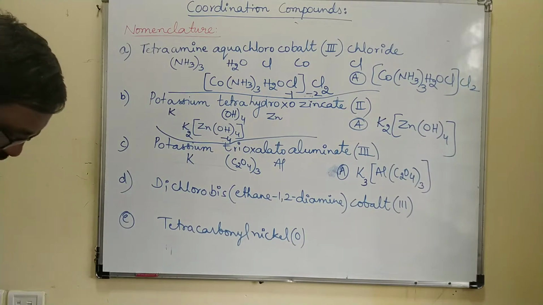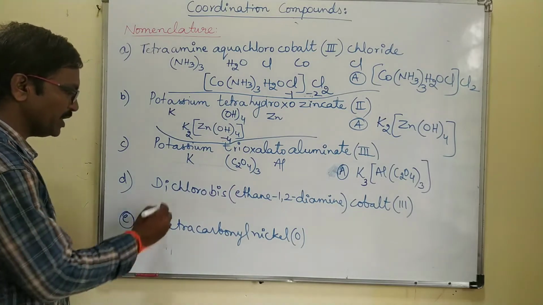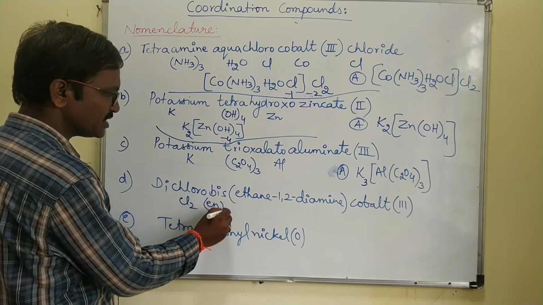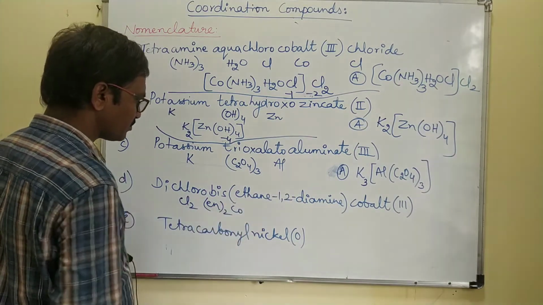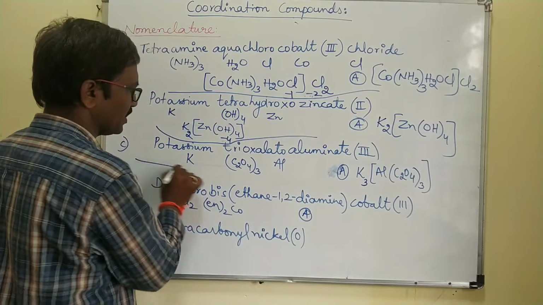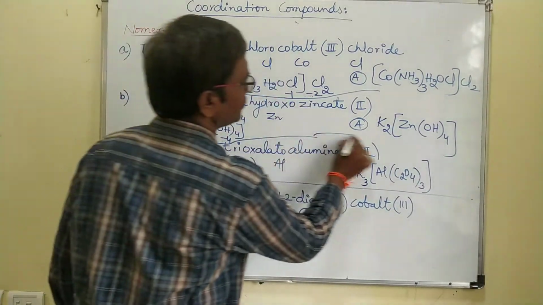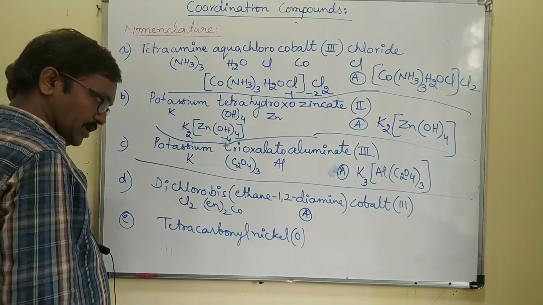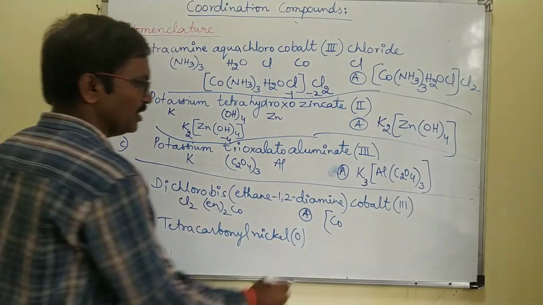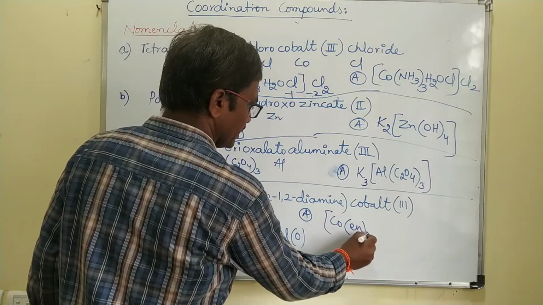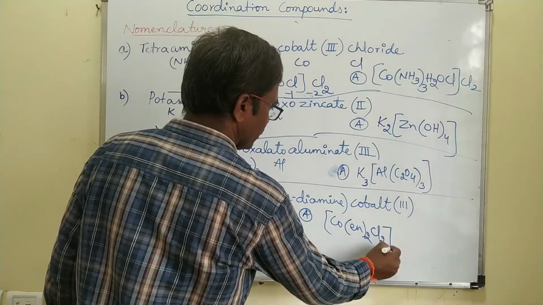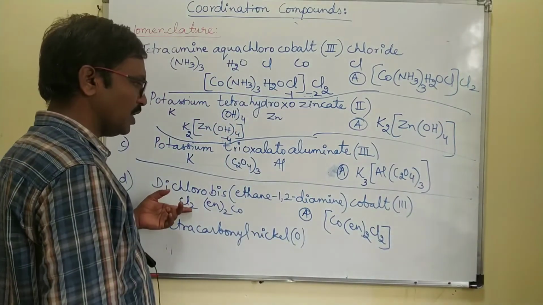Right. So dichloro bis-ethylene diamine. Dichloro Cl2, bis-ethylene diamine en taken twice, right, cobalt Co, right, cobalt 3. So what is the answer for this one? Cobalt is neutral, right? Ethylene diamine, right? Cl2, dichloro, cobalt 3, cobalt 3.